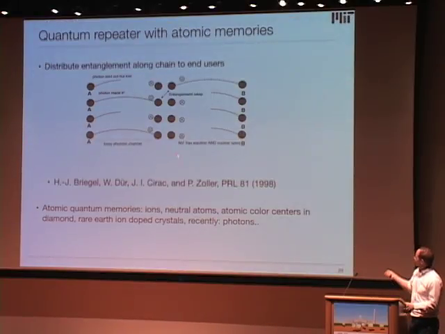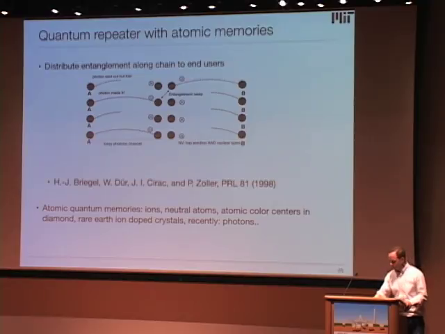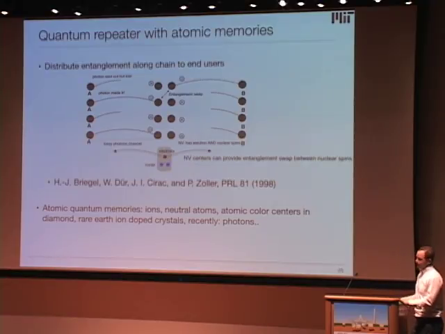So the other way, in the more traditional way of making these repeaters, is to use atomic memories. And there are many different memories that are being explored. And I want to talk very briefly in the last few minutes about our effort on integrating nitrogen vacancy centers into chips for these repeaters.